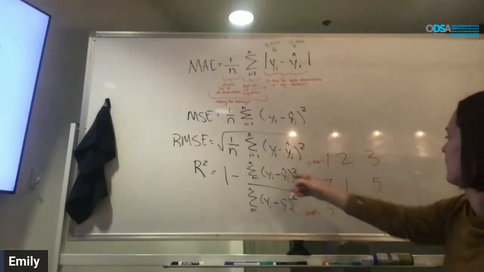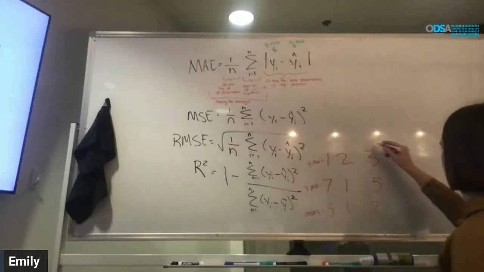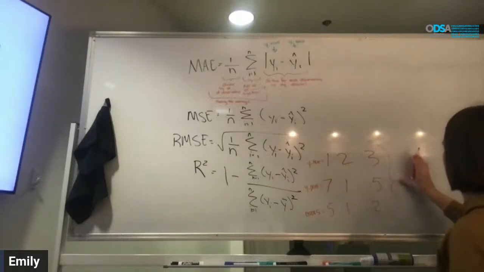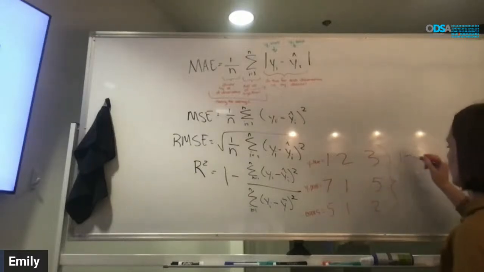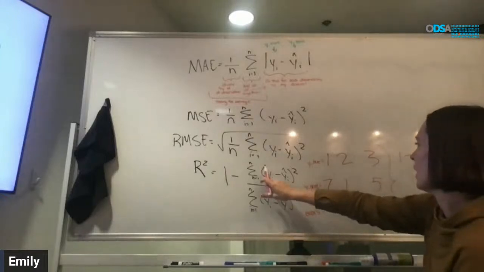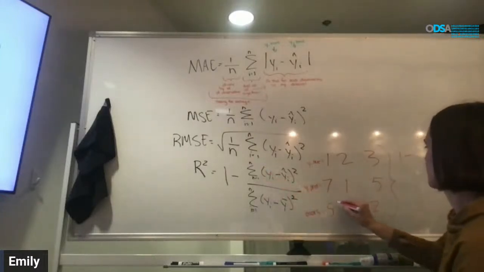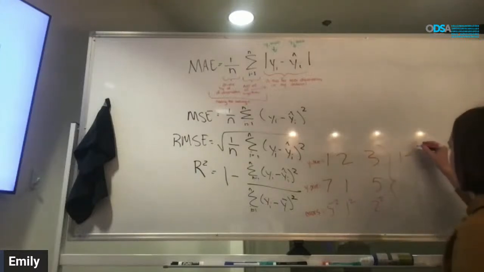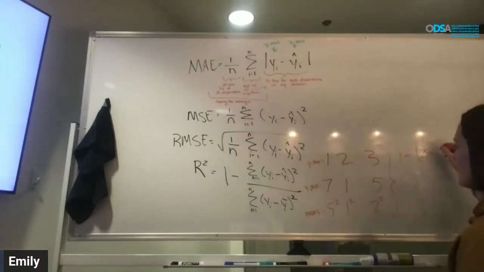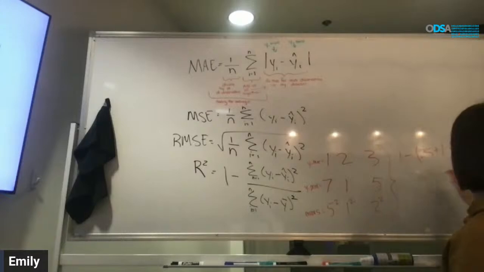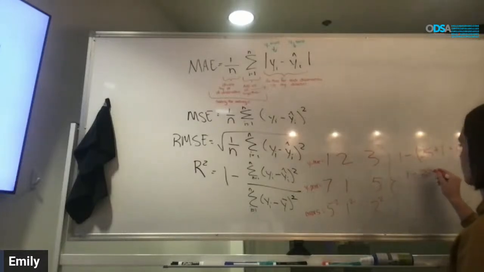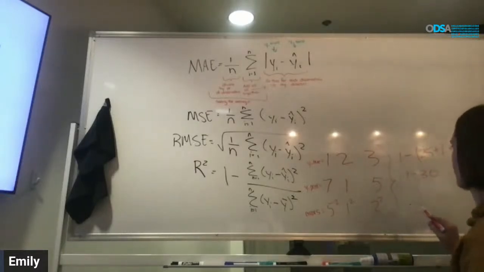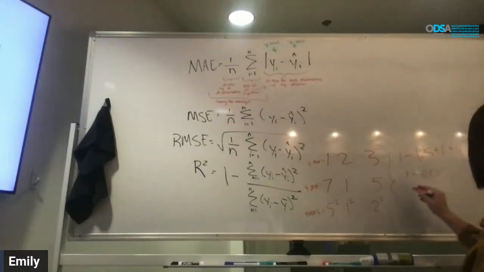So if we're calculating the top part, we need to square each of these. So this is going to be 5 squared, 5 times 5 is 25, 1 squared is 1, and 2 squared is 4. So that's 30, 1 minus 30. And that is in our numerator, so I'm not writing this very cleanly.